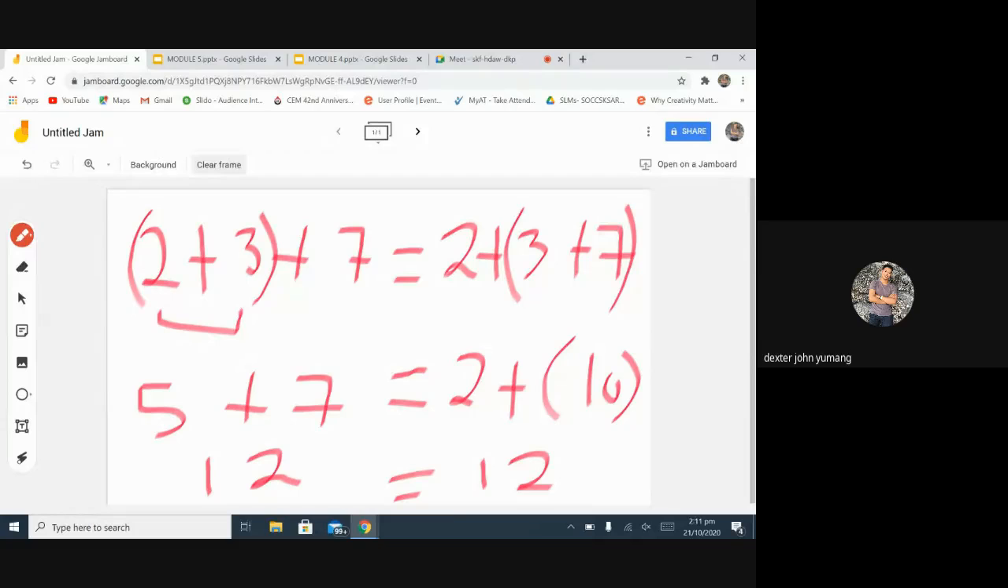Ang tawag po niyan, commutative. Kanina, gi-change natin ang position, ang tawag nun, associative. Ngayon, gi-change ang grupo, ang tawag niyan, commutative. Next.